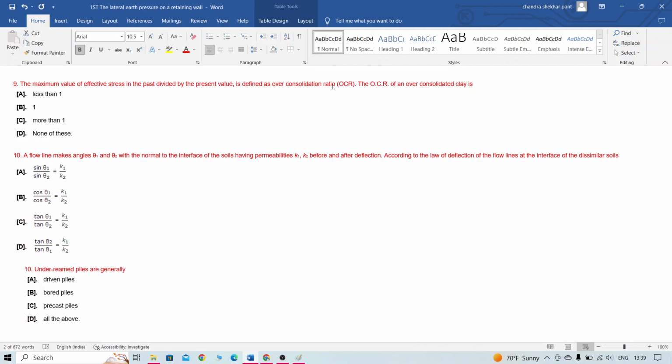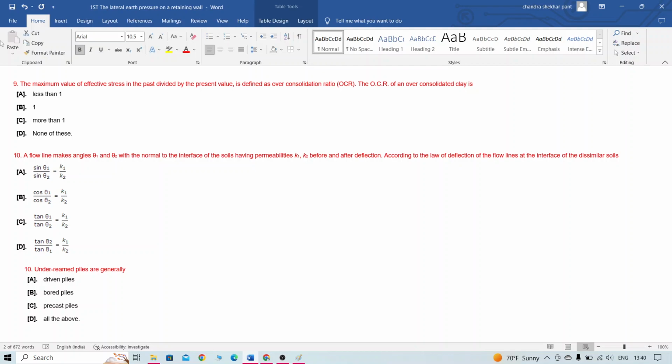So it means we're comparing the past and the present value. In the case of effective stress, if we're comparing the effective stress in the past with the present value of the effective stress, then it is called over consolidation ratio. Okay, so the OCR, when over consolidated clay, is more than one, less than one, none of these. For this we have three things.